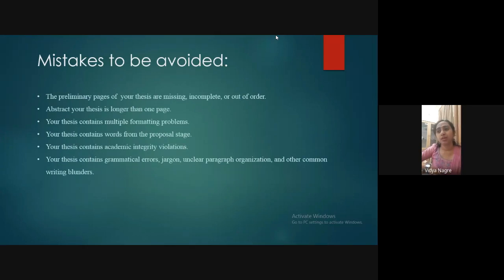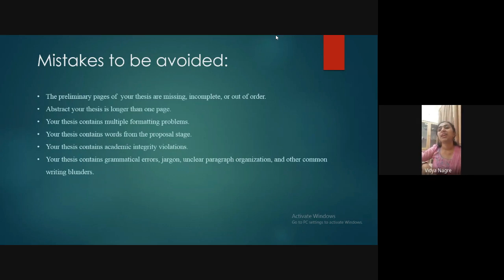Then, your thesis contains words from the proposal stage. You have to be very careful because many people, whatever is your proposal, you just copy and paste it in either first or second chapter. So understand, when you write a proposal, the tense you use is a future tense because you are planning to conduct your study. But when you write a thesis, you have already finished your study and you are compiling the results, findings in the form of a thesis. So your tense has to be past tense, simple past tense, or past perfect tense. You have to be very careful about that.